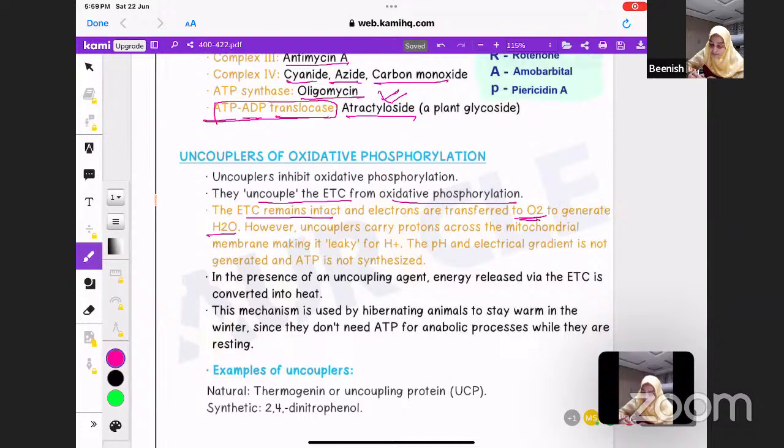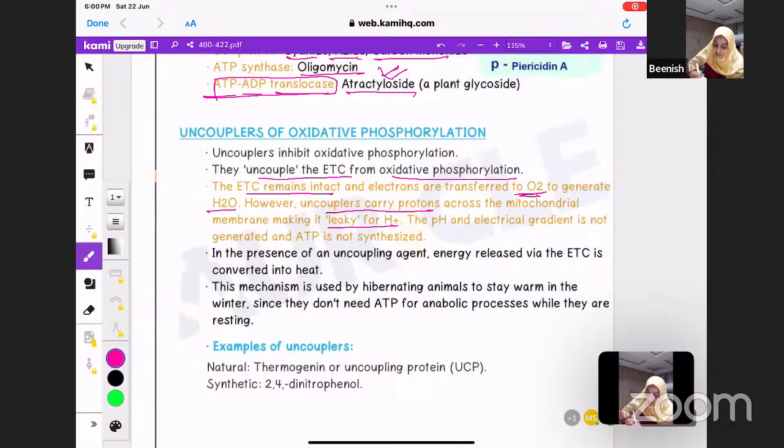However, uncouplers carry protons across the mitochondrial membrane, making it leaky for protons. Some of them are channel formers like ionophores; they make proton channels. An ionophore is a lipid soluble compound which makes the inner mitochondrial membrane permeable to potassium. So potassium is going to leak into the matrix, and it is going to dissipate the gradient. And what will not happen? ATP synthesis will not take place.